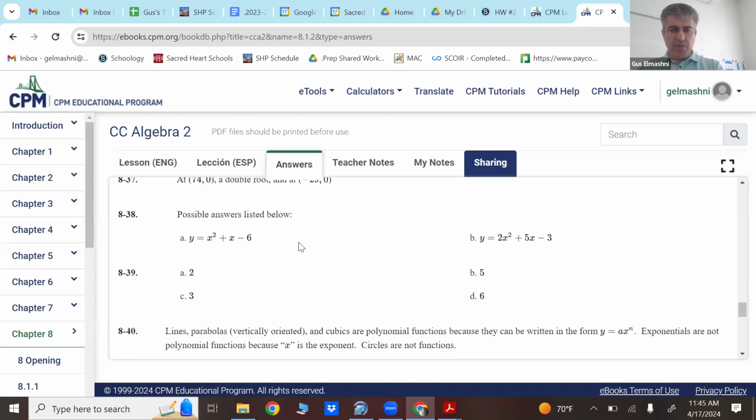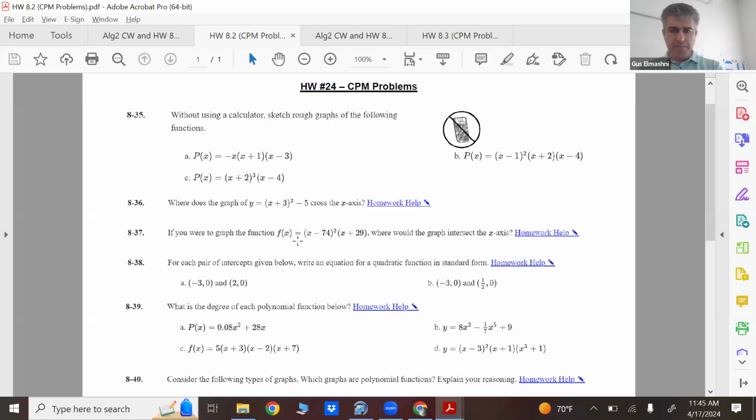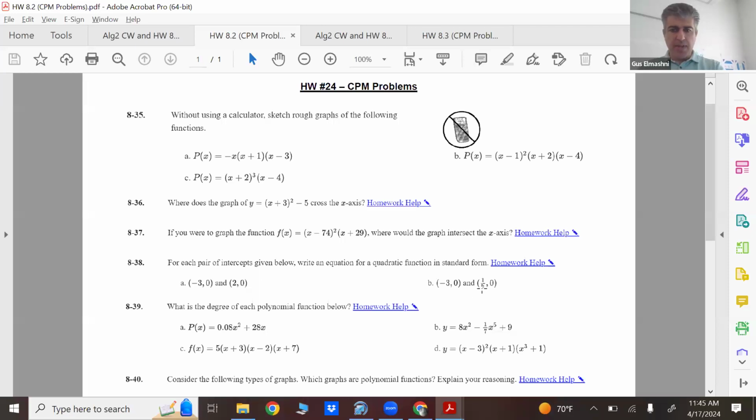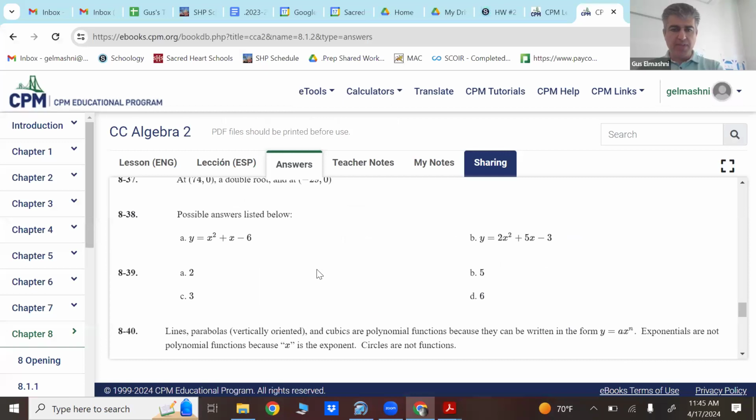For 38, ask for possible answers if you have these x-intercepts. So obviously you need x plus 3 and x minus 2. You need x plus 3 and x minus half, or 2x minus 1. FOIL, you get all that jazz there.